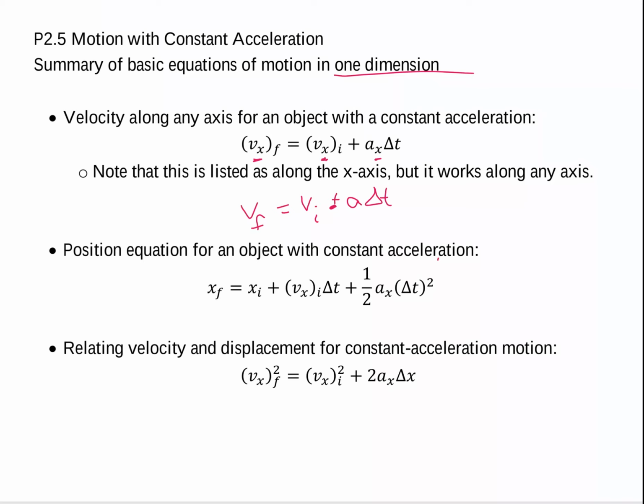The position equation for an object with a constant acceleration. So if I'm moving in the x direction, then my position would be in terms of x. So x sub f equals x sub i, x final equals x initial, position final equals position initial, plus v sub x, velocity in the x direction initial, delta t, plus 1/2 times the acceleration in the x direction, delta t squared. And all of these subscripts are there to help us when we're dealing with motion in two dimensions. So that's why they're being listed here.